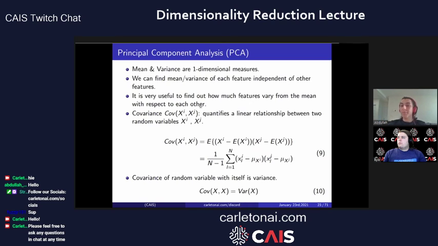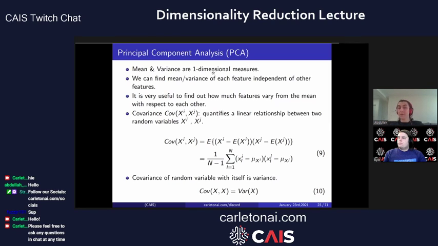So now, the mean and variance are one-dimensional measures, which means they are useful when you look at one feature. You can take any feature in your data, and look at the mean and the variance to understand how that feature is behaving. But also, what is very interesting is to understand how features interact with each other. So it is very useful to find out how much features vary from the mean with respect to each other, right? That is called covariance, okay?